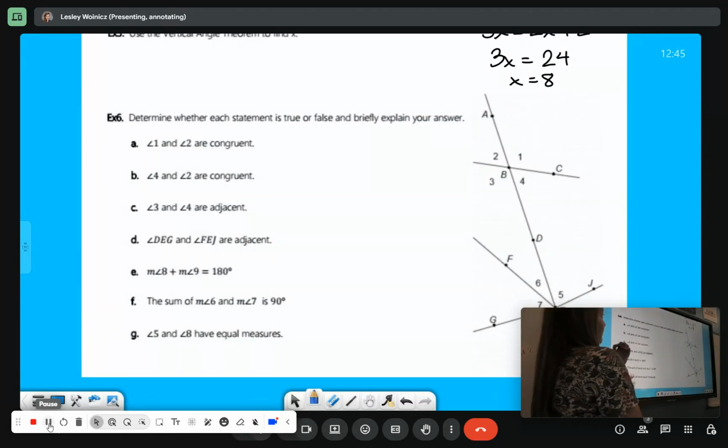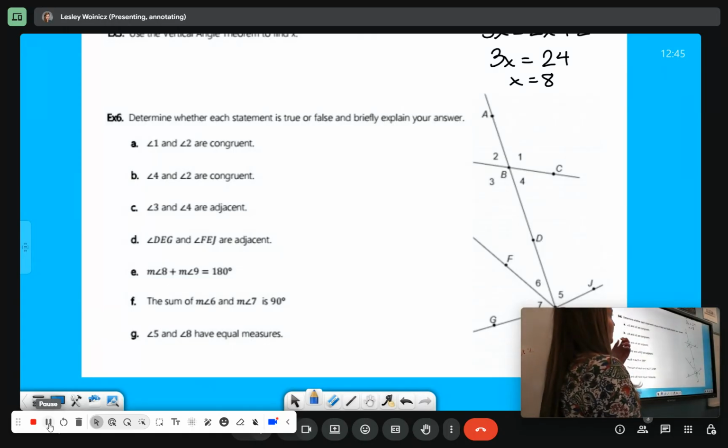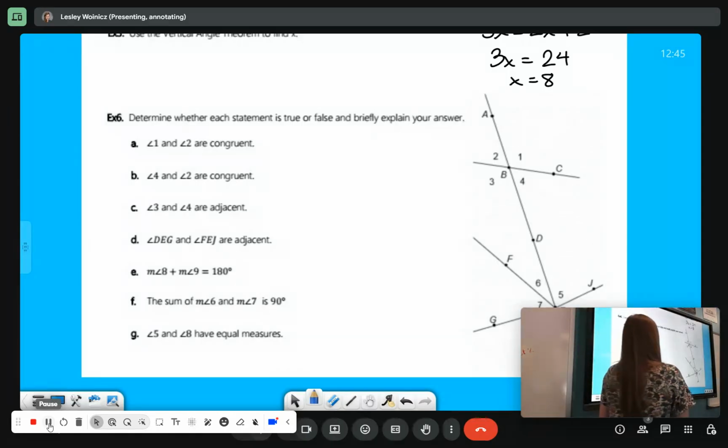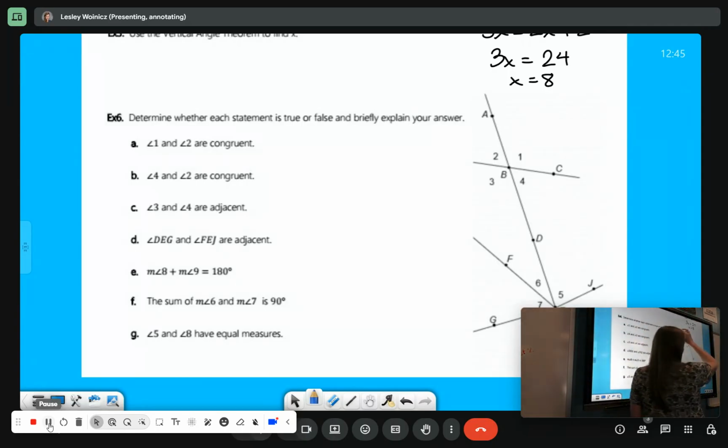Okay, true or false, and we're going to briefly explain. Are angles 1 and 2 congruent? Not necessarily, but they do form a linear pair. So we're going to say not congruent. So this was false, and now we're going to fix it: they are a linear pair.